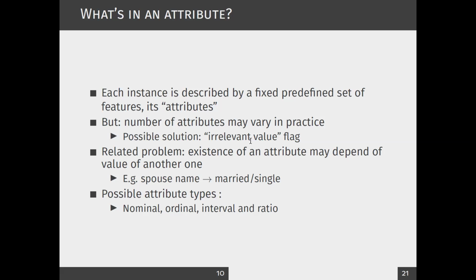This number might vary. Sometimes we might not use all the attributes. Some might not be relevant. So the problem is that the existence of an attribute may depend on another. For example, spouse name, we can talk about it depending on whether the person is married or not. And then we can talk about possible attribute types.